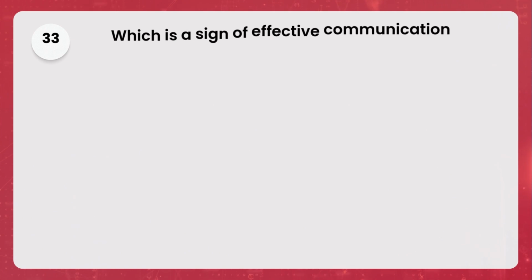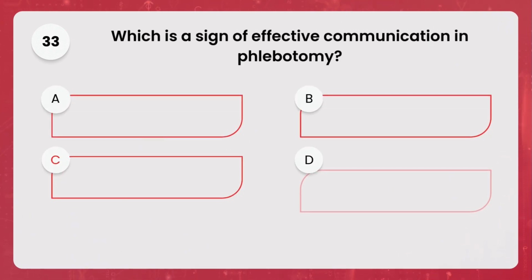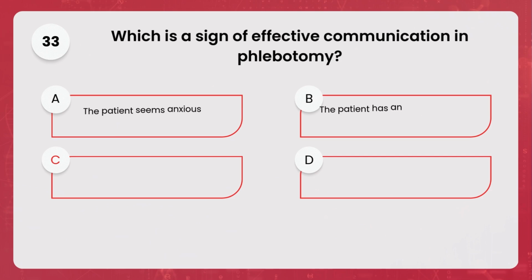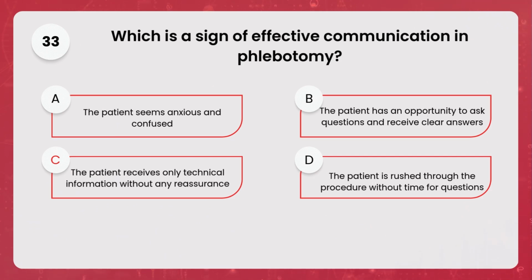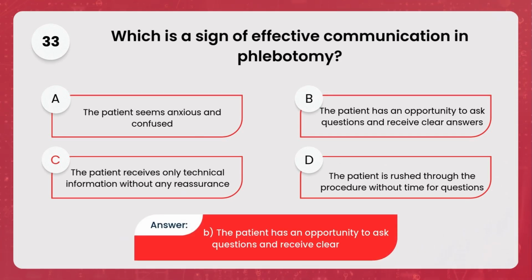Number 33. Which is a sign of effective communication in phlebotomy? A. The patient seems anxious and confused. B. The patient has an opportunity to ask questions and receive clear answers. C. The patient receives only technical information without any reassurance. And D. The patient is rushed through the procedure without time for questions. The answer is B. The patient has an opportunity to ask questions and receive clear answers.